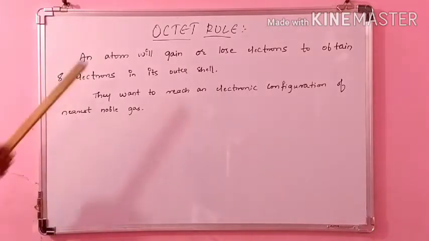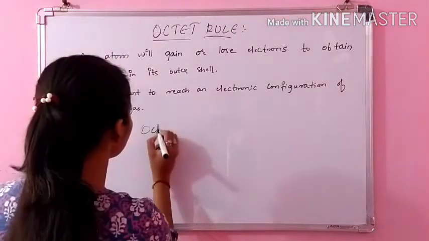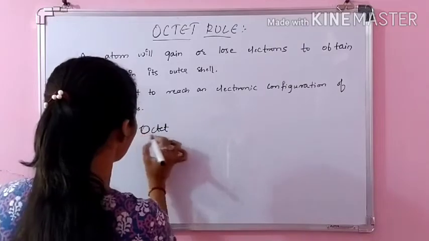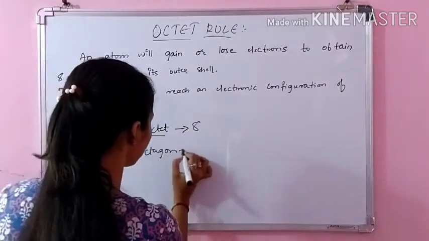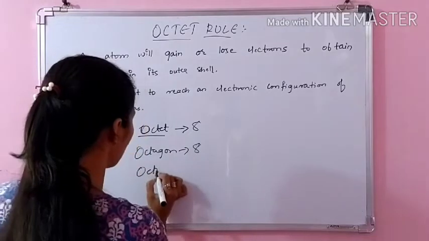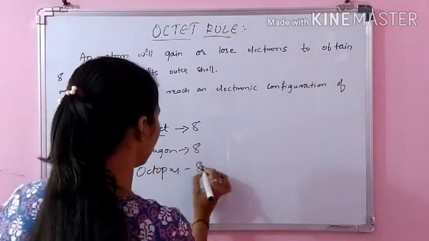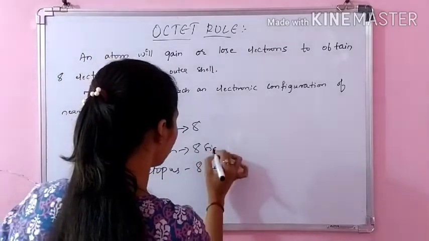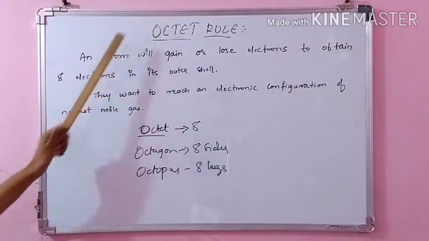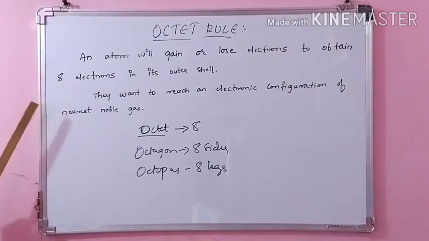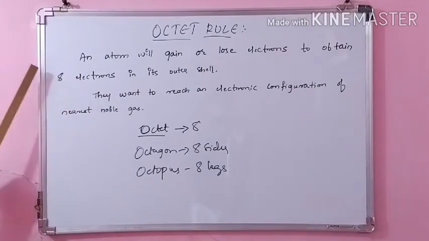Octet means what? 8. So it should fulfill the 8 electron condition. You have learned octagon, the 8-sided figure, and even octopus, with 8 legs, isn't it? Here 8 legs, here 8 sides. So octa means 8. So octet rule means an atom always wants to have 8 electrons in its outer shell.